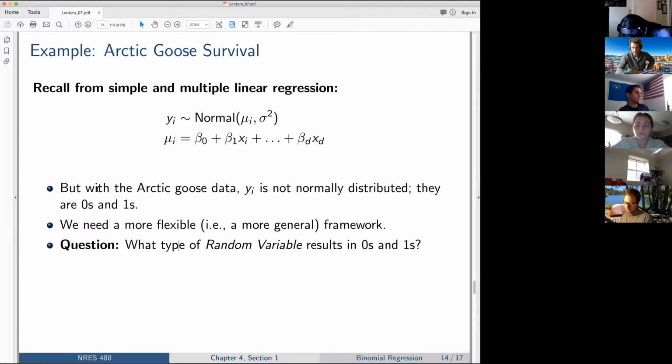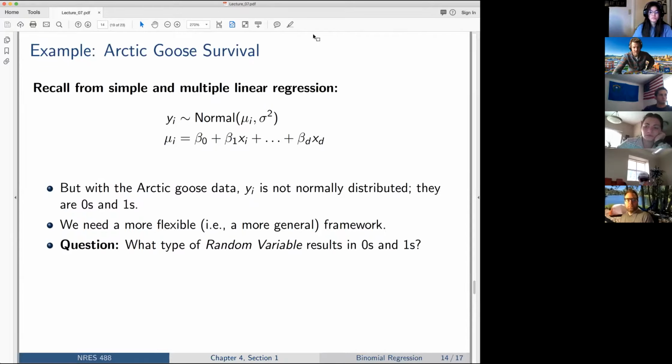So we're going to treat all of these birds, or all of these animals in our population, like individual binomial random variables, where if we saw it, it's going to be a 1, and if we didn't see it, it's going to be a 0, and we're going to try and estimate the probability of observing a 1.